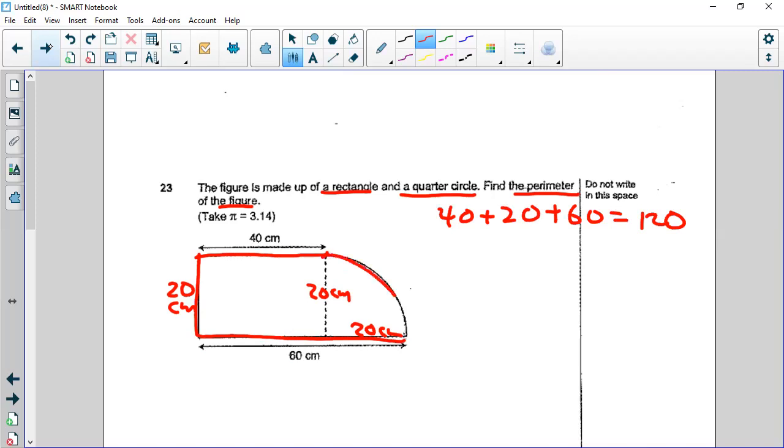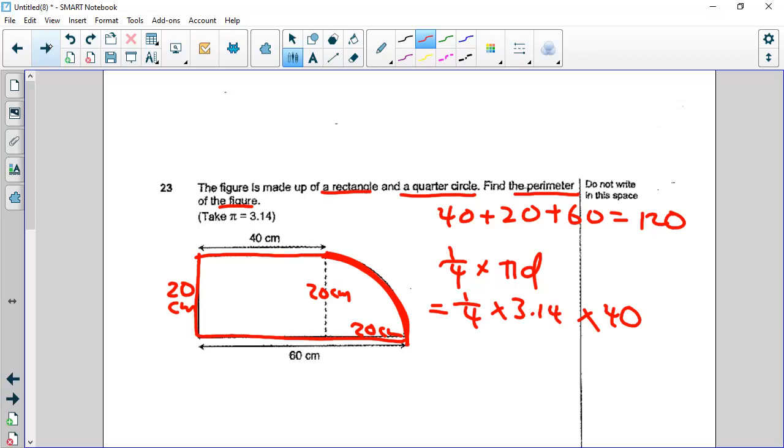Okay, how do you find the circumference of the quadrant? 1/4, always put a fraction in front, times pi d. Okay, pi d, because this is perimeter. Perimeter means you want to find the circumference. All right, so 1/4 times pi d, what is your pi? 3.14. What's the diameter? Quadrant has no diameter, only has radius. So you take the radius times 2, which is 40, you get the diameter.